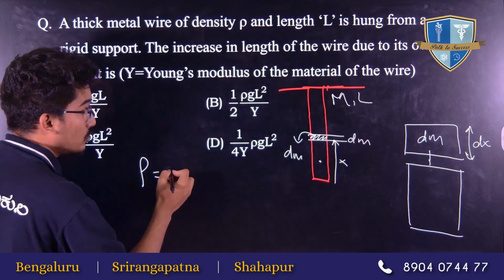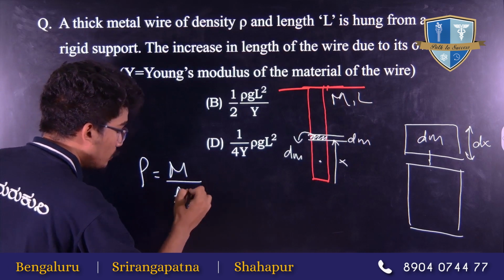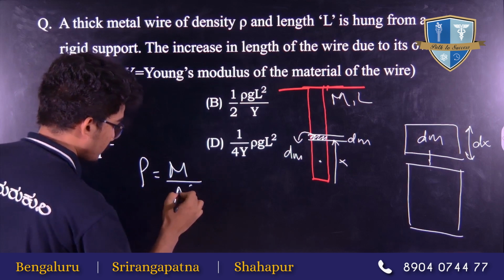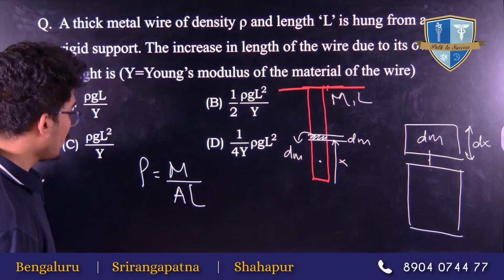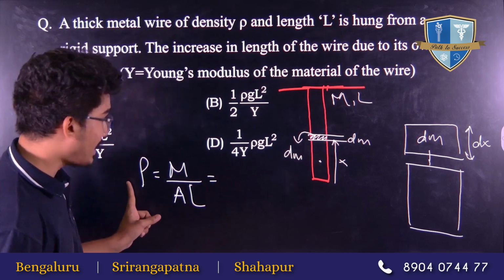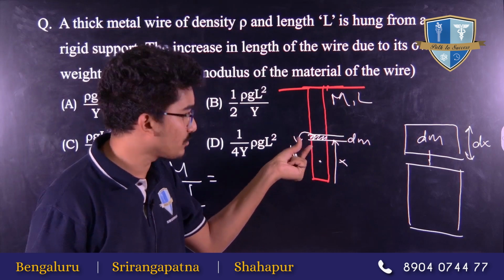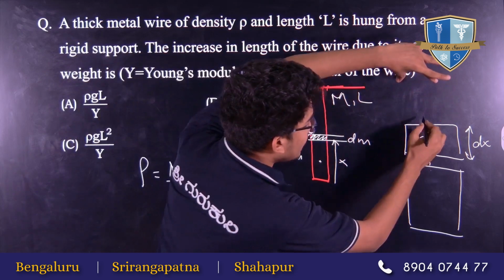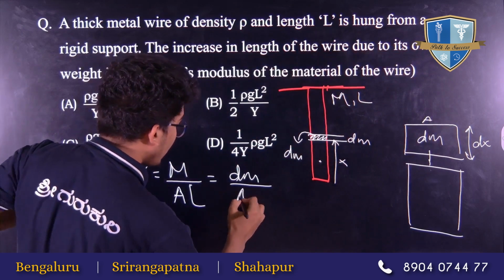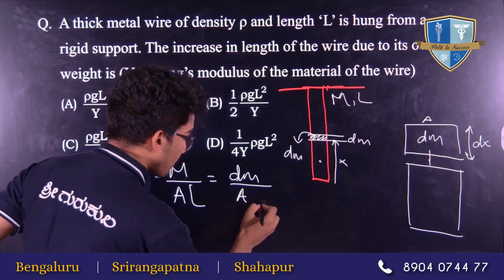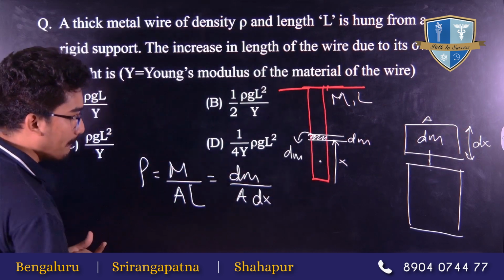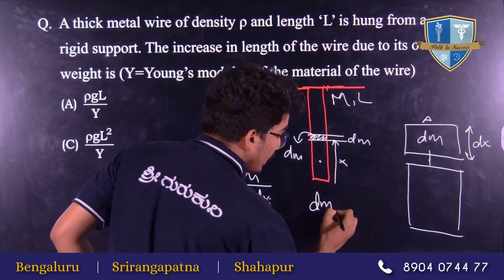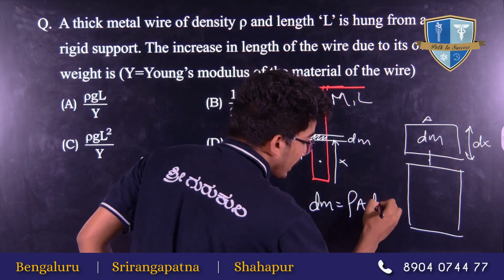So rho will be equal to mass divided by volume. The density will be the same for this dm mass as well, because it is from the same material. So dm divided by area, which is still A, and the length of this mass is dx. From here we can calculate the dm mass. So dm is equal to rho A dx.